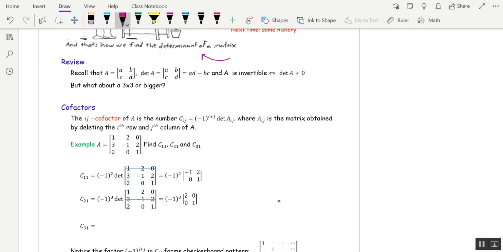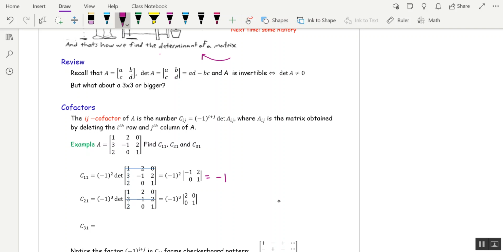C11. Using this formula above, it's -1 to the 1 plus 1, which is 2, times the determinant we get when we cross out the first row and the first column of A. And so that's -1 squared, which is 1. And then this determinant we know how to compute. This is AD minus BC, so this is just -1.